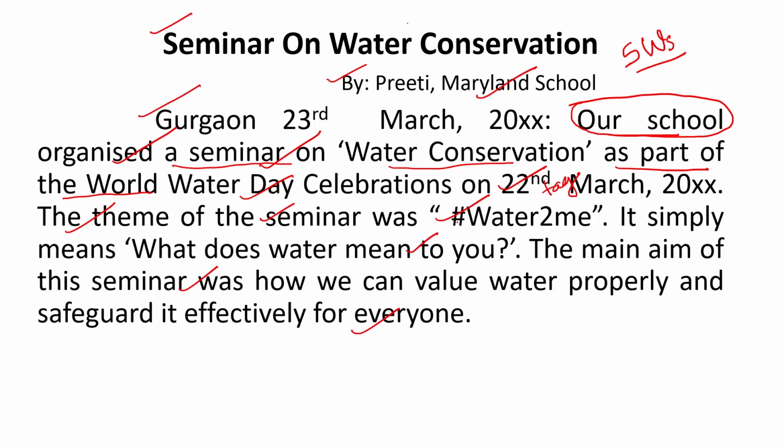Look at the things there. All the 5 W's are answered. Then the theme of the seminar was reported and the main aim, why it was conducted. All these things are expressed in the first paragraph. Let us move on to the second paragraph.